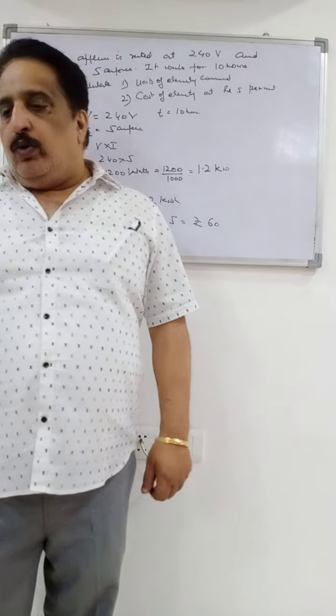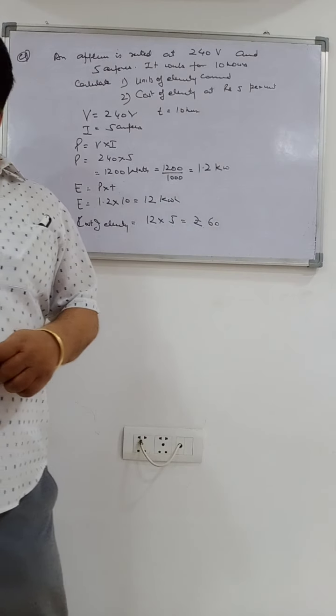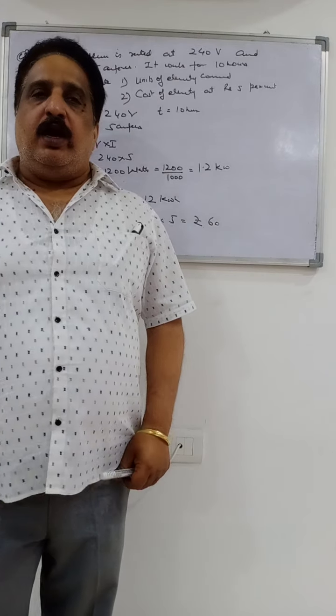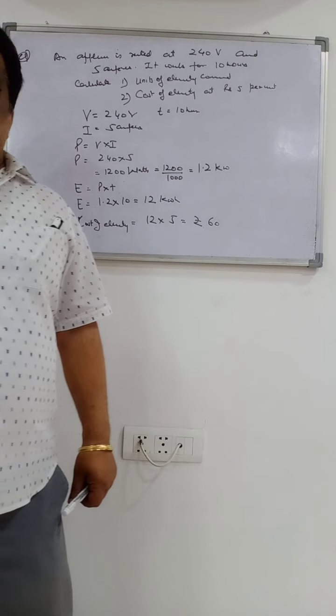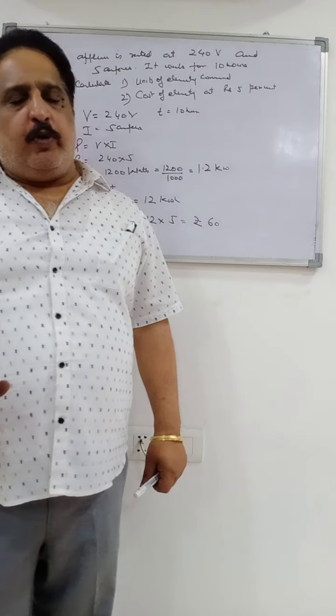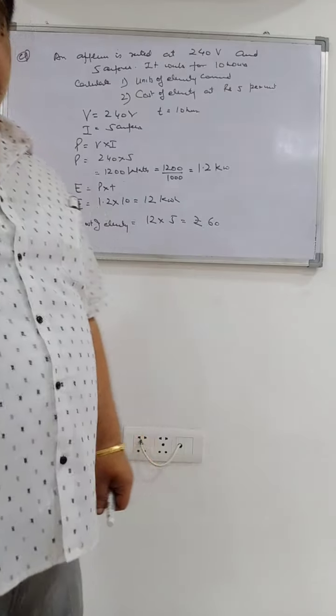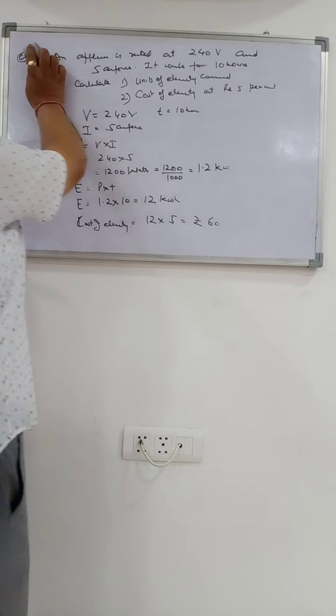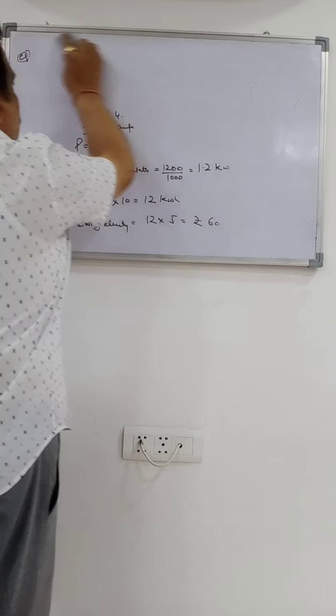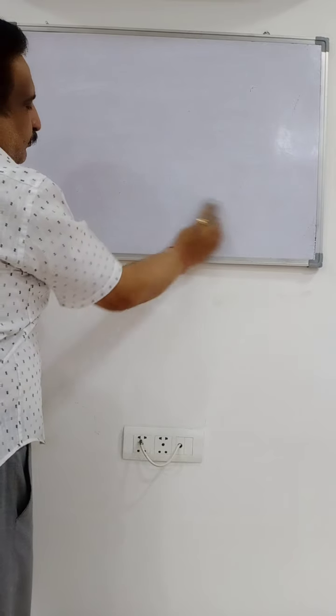Now moving on to numericals on household electricity. Please listen to one numerical carefully. You might have done it in your 9th class also, but they are simple. No problems at all. Just see how we do the numericals of calculation of bill in household electricity.